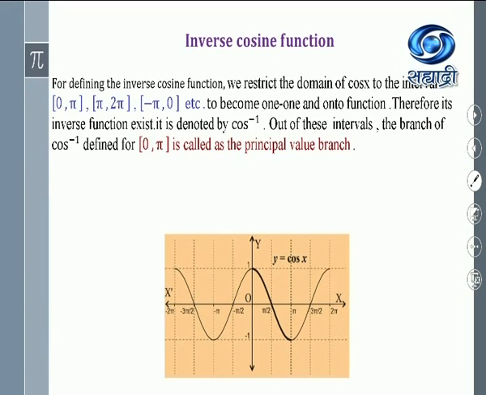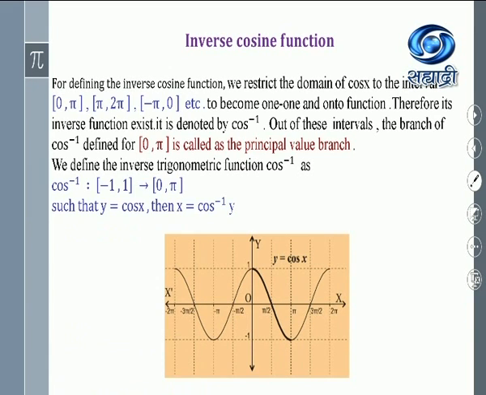But as I told you, we are interested in the principal value branch, so that we consider as 0 to pi. And this is the branch we are considering for the principal value branch. Clear? So once this is one-one and onto, we can define its inverse function and it is denoted by cos inverse. Thus cos inverse is the inverse function of cos from the closed interval -1 to 1 to the closed interval 0 to pi. So this is the domain of cos inverse and this is the range of cos inverse.